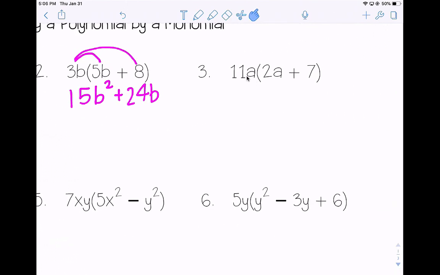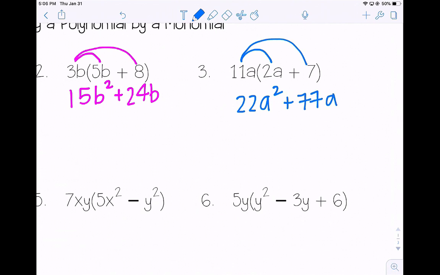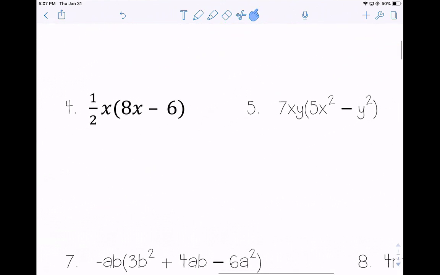Number 3, we're distributing 11a to both pieces. So 2a and 7 are both going to be multiplied by 11a. This a is going to gain another a, and this piece, which doesn't have an a, will get an a. So everything inside the parentheses gets whatever's on the outside. So 11a times 2a would be 22a squared. 11a times 7 would be 77a. Again, a squared and a are not like terms. We cannot put them together, so we're done at that point.